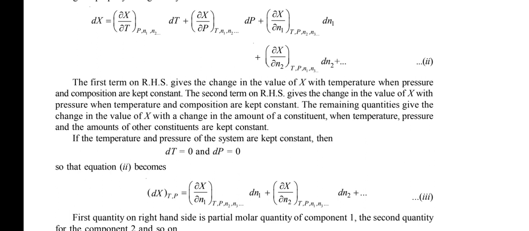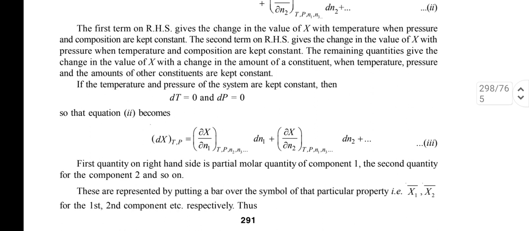If temperature and pressure of the system are kept constant, then dT equal to 0 and dP also equal to 0, so that equation second becomes dX at constant T, P equal to (dX by dn1) at constant temperature, pressure, n2, n3 into dn1 plus (dX by dn2) at constant temperature, pressure, n1, n3 dn2 plus so on.